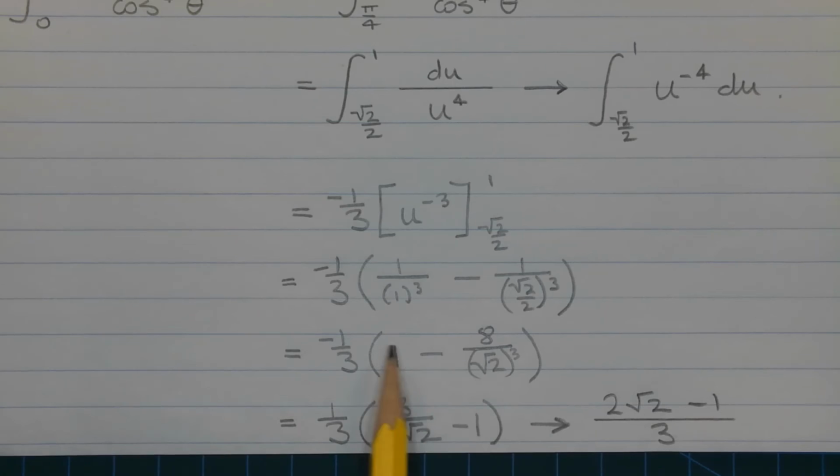And we can multiply through by negative 1, so we get 1 over 3 times 8 over 2 root 2 minus 1 in brackets. Now 8 over 2 root 2 we get by applying this cube function here. Root 2 to the power of 3 is 2 root 2. And that simplifies to 2 root 2 minus 1 over 3.